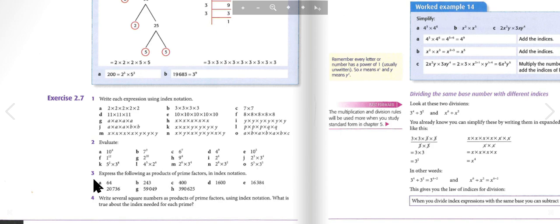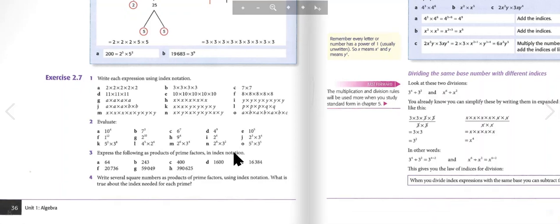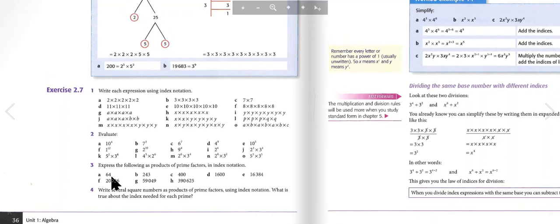Question 3. Express the following as products of prime factors in index notation. 64, 243, 400, 1,600, 16,384, 20,736, 59,049, 390,625.